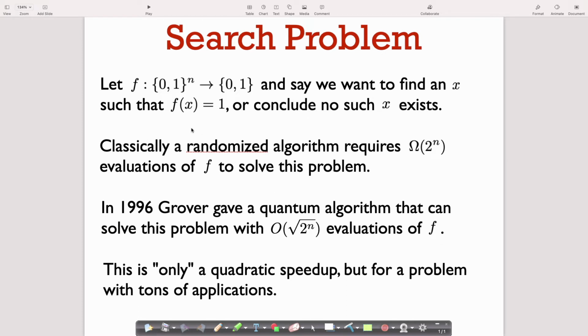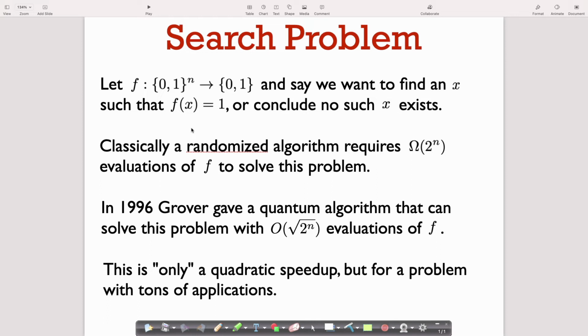Okay, so we're again going to study this generic search problem in the query setting. So we suppose that we have query access to this function f. Basically we can ask the oracle, what is f of x, and it will tell us 0 or 1. So I can ask questions of this form, and our task is to find an x such that f of x is equal to 1, or determine that no such x exists. Classically, you can show that a randomized algorithm is going to need to make at least a constant times 2 to the n many queries in order to solve this problem with constant probability.